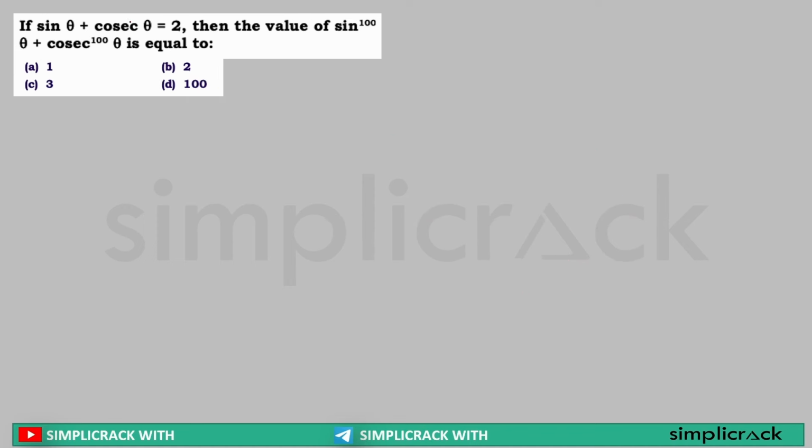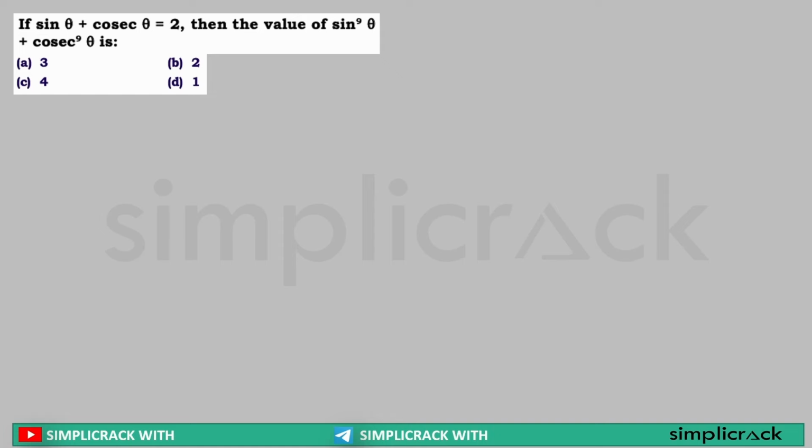Sin theta plus cosec theta means 1 by sin theta. That means sin theta value will be 1. So here it will be 1, here it will be 1. Direct answer 2. Clear? Because it was the same question. Same here. Sin theta plus cosec theta is equal to 1 by 2. That means sin theta is 1. So 1 to the power 9 plus 1 to the power 9 is equal to 2. This sort of question should be solved without any thought. Clear? Yes or no?